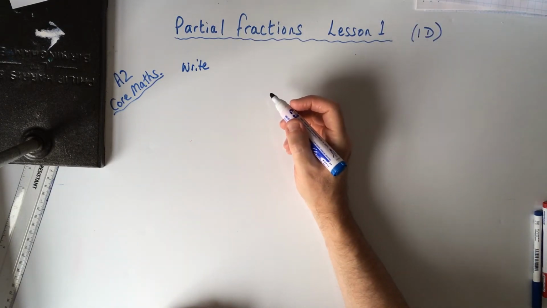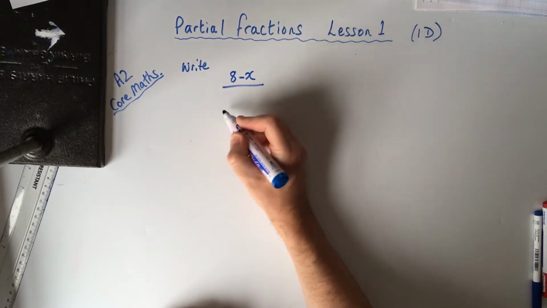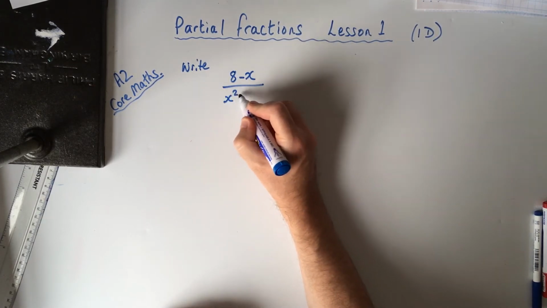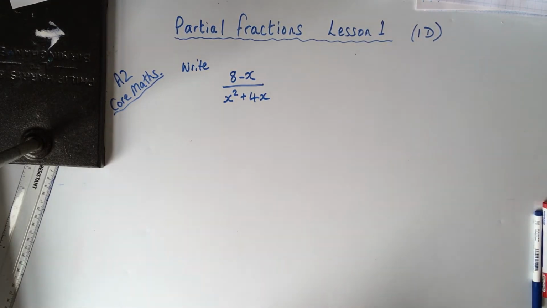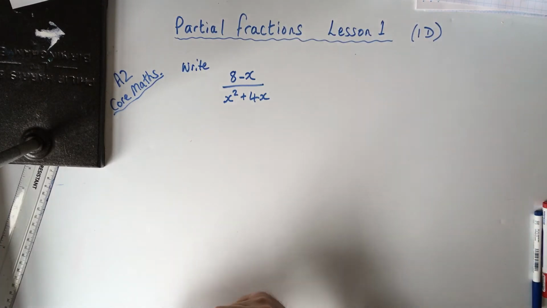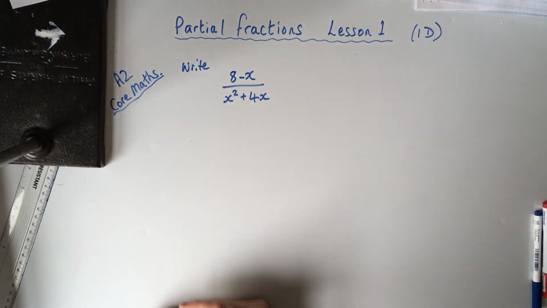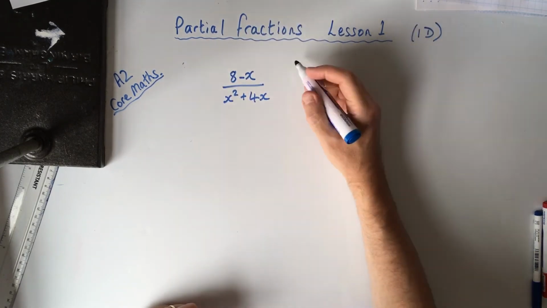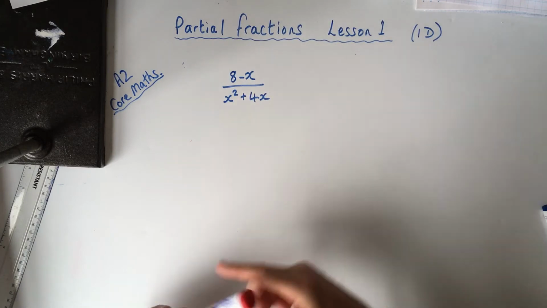Let's have (8 minus x) over (x squared plus 4x). There we go. Okay, so first of all, that's my question. My question will be, write this in partial fractions. So let's do this into partial fractions.